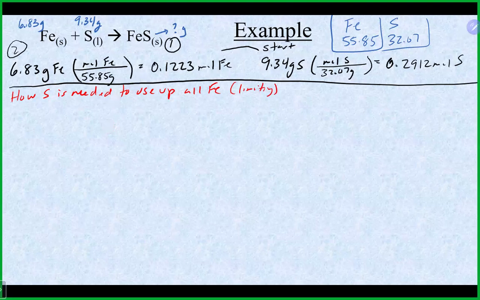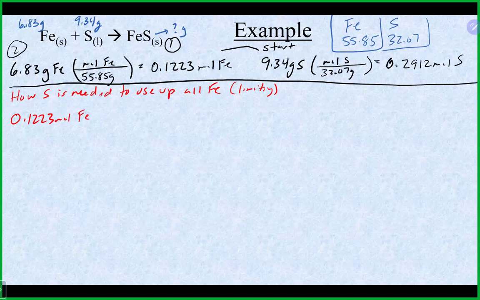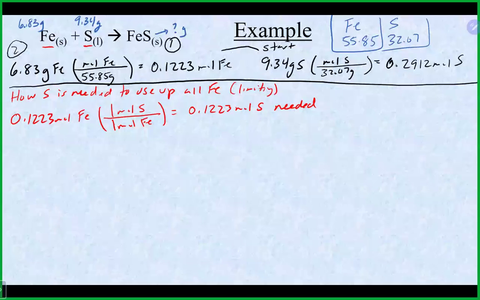To do this, I'm going to start with the iron that I'm starting with, which is 0.1223 moles. I am going to go to the equation and find the relationship between iron and sulfur. From the equation, it is a 1-to-1 relationship. So 1 mole of iron will give me 1 mole of sulfur. That means 0.1223 moles of sulfur is needed. That is how much sulfur in this problem is needed to use up all of my iron.